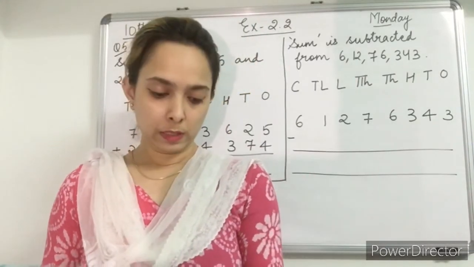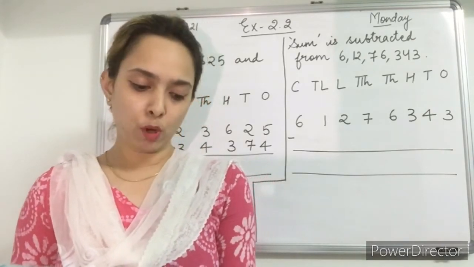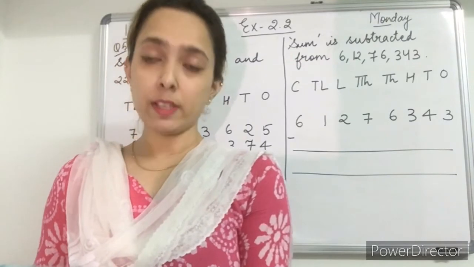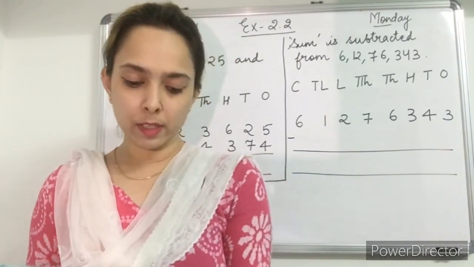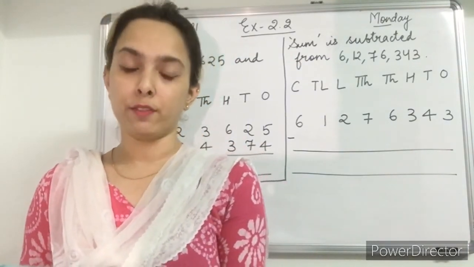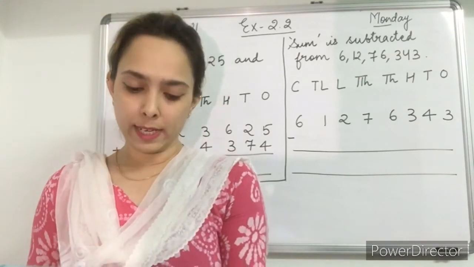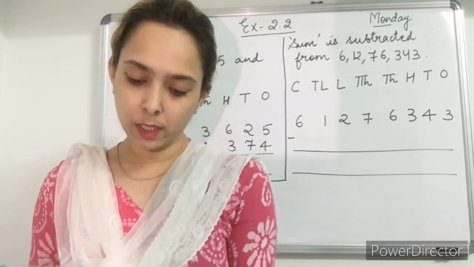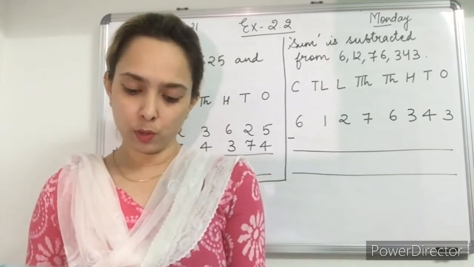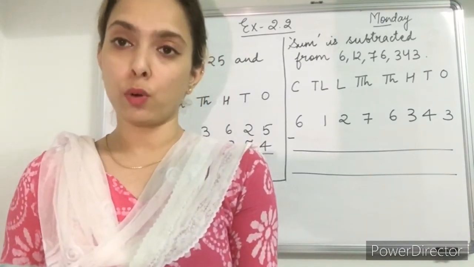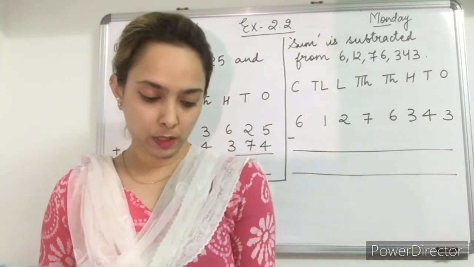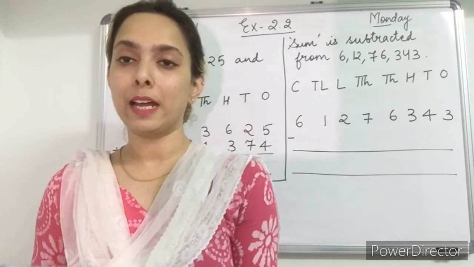Now the C part of word problems. Question is the sum of 75,23,625 and 22,34,374 is subtracted from 6,12,76,343. What is the difference that is obtained?